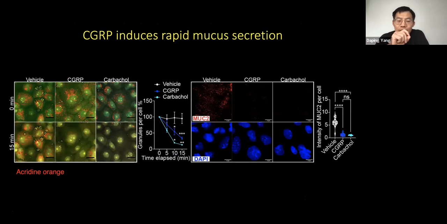We also confirmed this result in vitro using organoid-derived goblet cell cultures, combined with the Aggravating orange staining, which labels all those mucus-containing granules of goblet cells, and MUC2 staining, which directly labels mucin molecules in goblet cells, and did a CGRP treatment, as you can see from here. Using both staining shows that CGRP can trigger the goblet cell emptying, also in vitro.